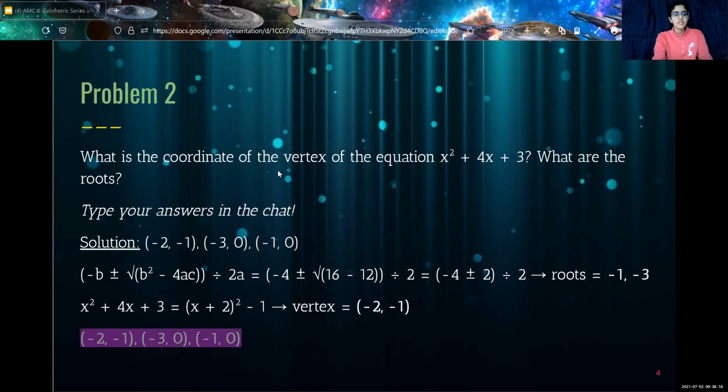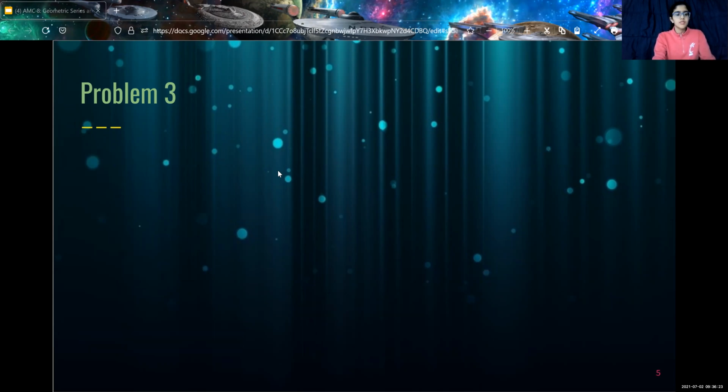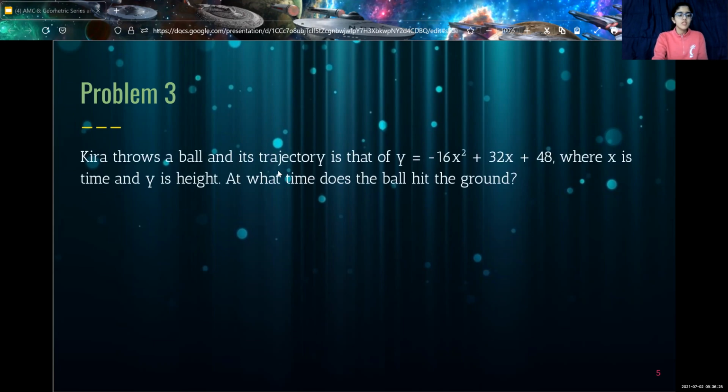So this is just a solution. Okay, problem 3. Kira throws a ball and its trajectory is that of y = -16x^2 + 32x + 48, where x is time and y is height. At what time does the ball hit the ground?